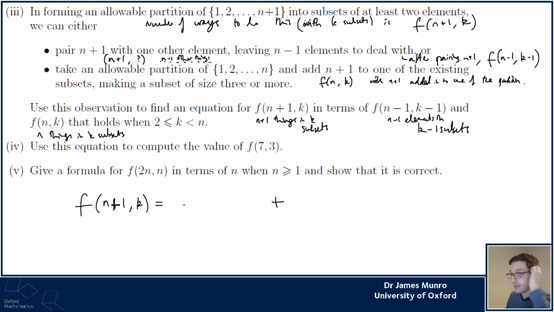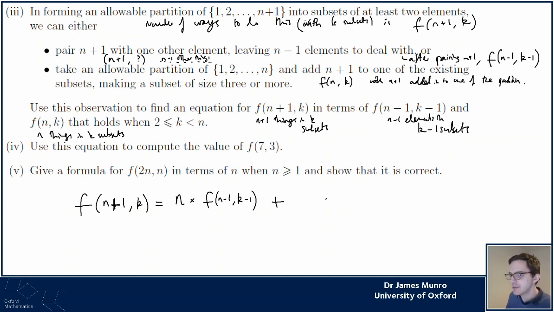First bullet point, I'm thinking about pairing n plus 1 with something. Well, there are n choices of what I pair it with. And then for each choice I make, I can independently choose some partition of the remaining elements into k minus 1 subsets. Okay, that's the first bullet point. So I've got all the choices of what I pair n plus 1 with, and then all these choices separately of what I do with the other elements.